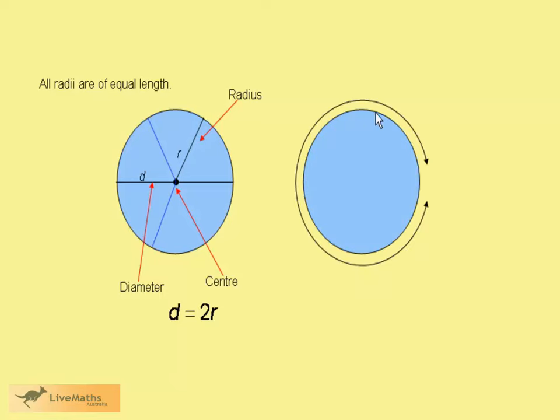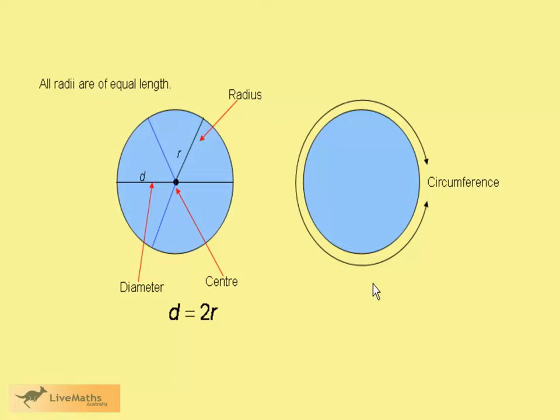Now consider the distance around a circle. For most shapes, when we talk about the distance around the shape, we call it the perimeter. For the circle, it has a special name. The distance around is called the circumference. So the circumference of a circle is the distance you'd walk around if you walked right the way around the edge.